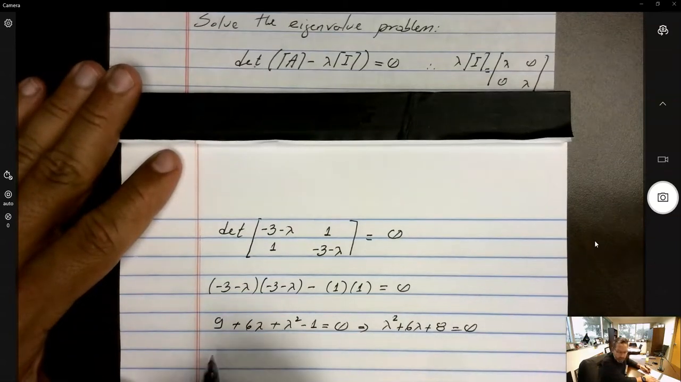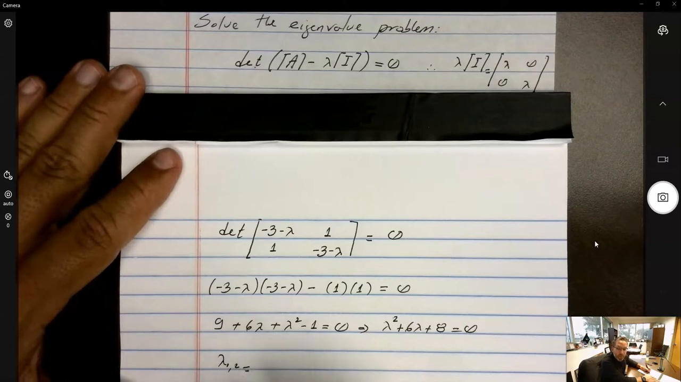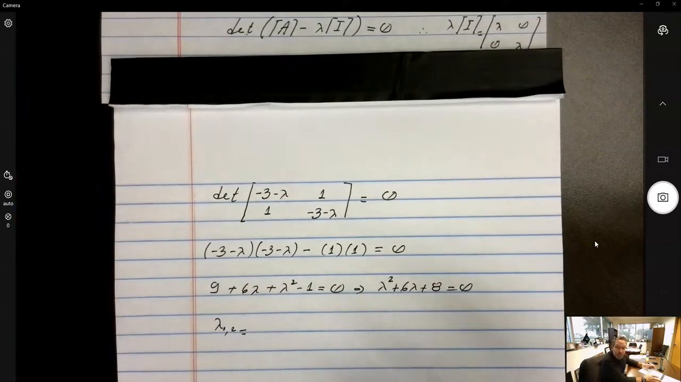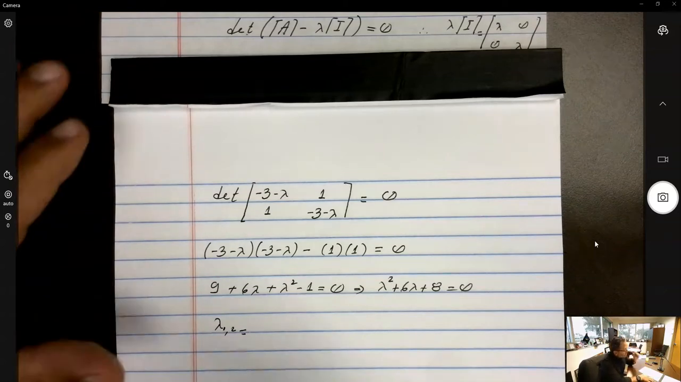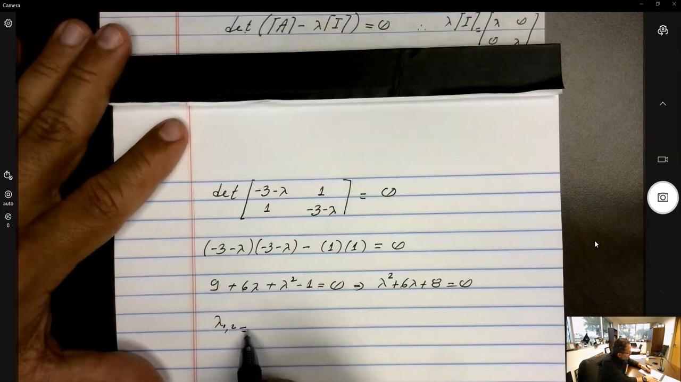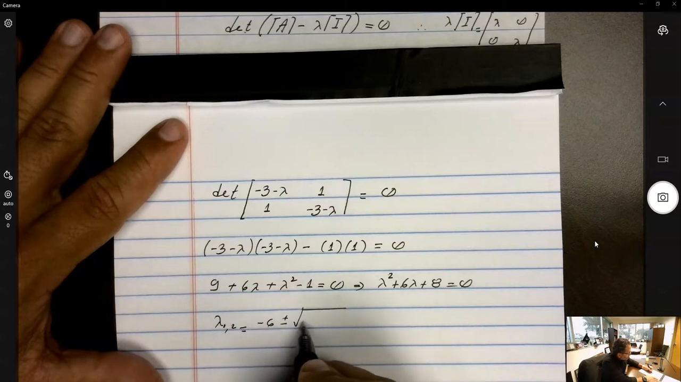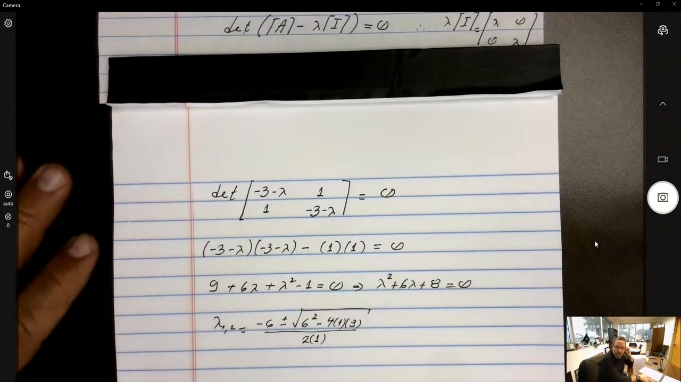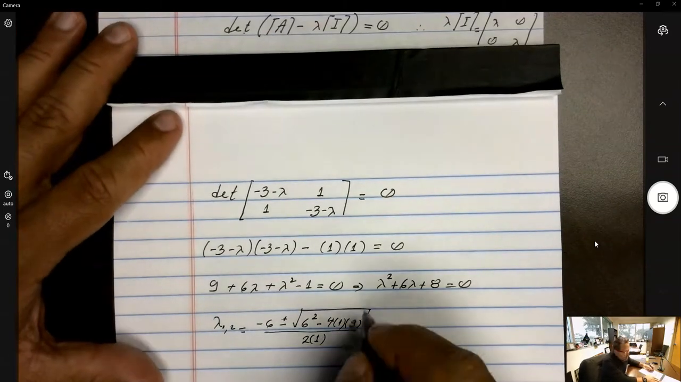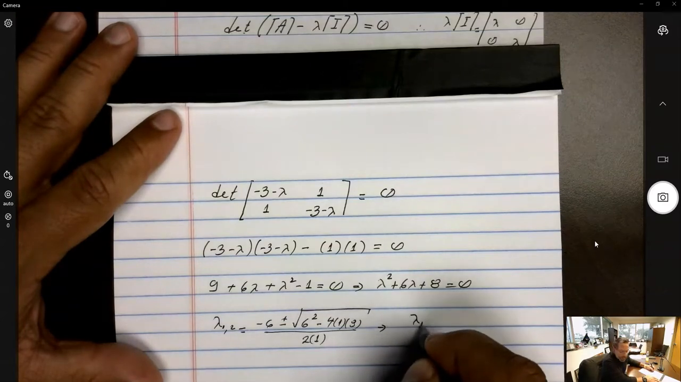So we calculate lambda 1, 2, the two solutions of this quadratic equation, which, by the way, remember, eigenvalues do not necessarily have to be real. We can have complex eigenvalues. Let's see how it works in this case. Minus b plus or minus the square root of b squared minus 4 times 1 times 8, divided by 2a, which is 2 times 1. So this yields lambda 1 equals minus 2 and lambda 2 equals minus 4.